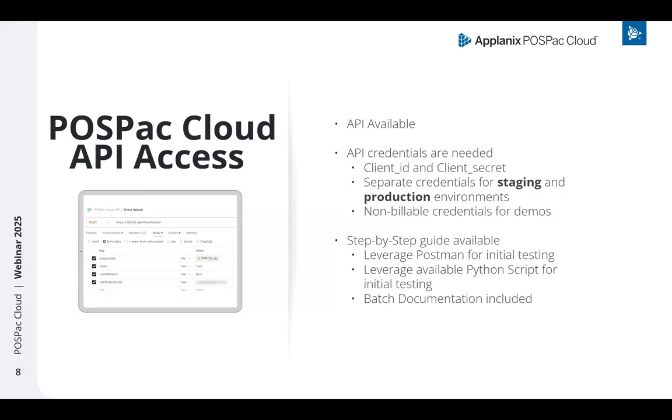To help you get started, a step-by-step guide is available on request. This includes how to set up your credentials, send API calls, and monitor job status. For initial testing, as I mentioned, we recommend using Postman, which provides a user-friendly way to experiment with API calls. The image to the left here shows an example of a direct upload API call. I'll talk about this more in the next slide. You can also leverage a ready-made Python script that's available to help streamline integration into workflows. Batch documentation is also provided.